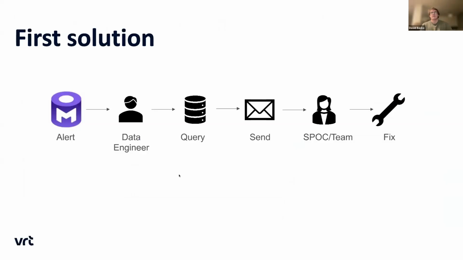So the first solution which we tried out was an OpenMetadata alert that a data engineer would receive. The data engineer would then go and query the data and do some analysis on it, and send it to the SPOC team or the business team, who then could implement a fix.